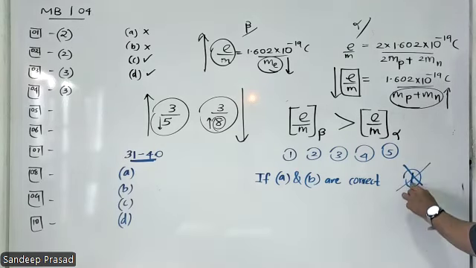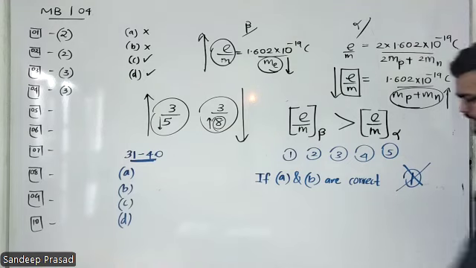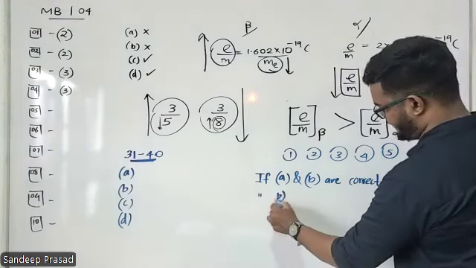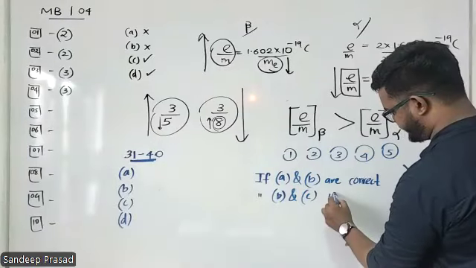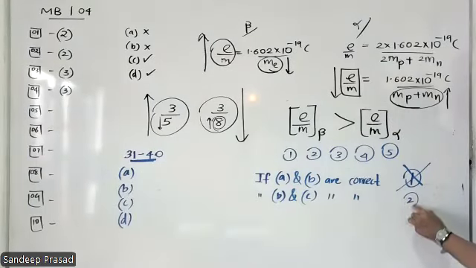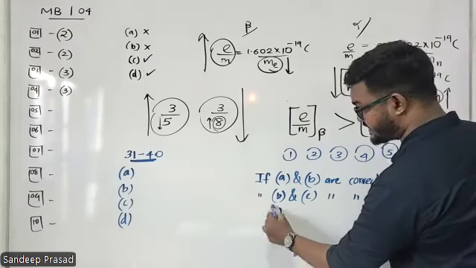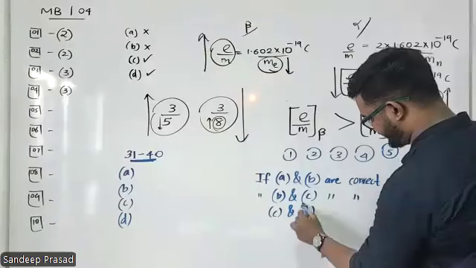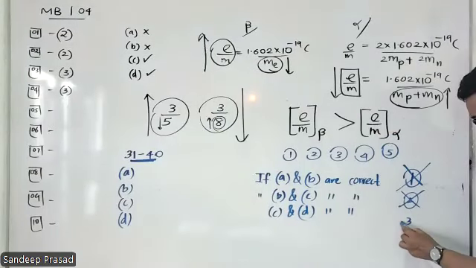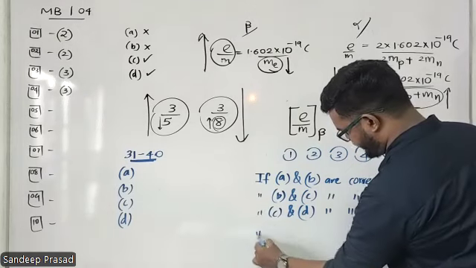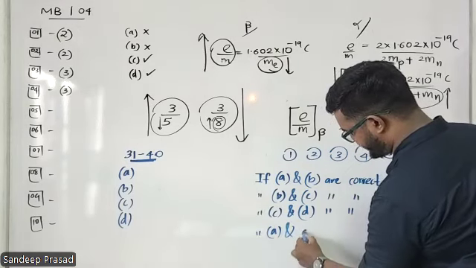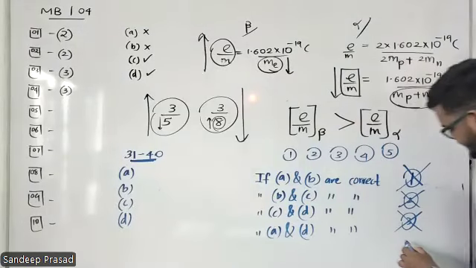Okay, we have to choose answer number 1. If B and C statements are correct, we go for answer number 2. If the C and D statements are correct, then the answer is number 3. If A and D are correct, then we go for answer number 4.